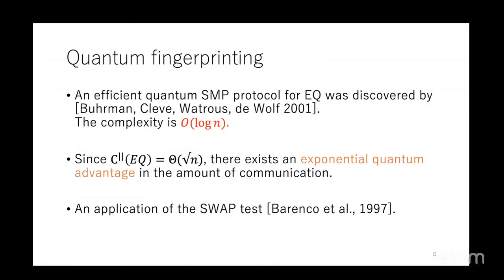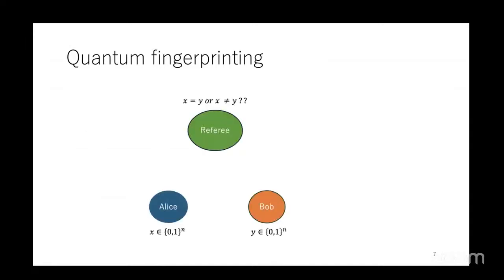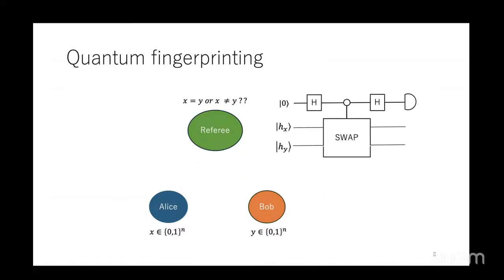Importantly, the referee does a swap test in the quantum fingerprinting protocol. So this discovery can also be viewed as an application of the swap test. This protocol is important in my talk, so let me quickly remind you of it. Alice and Bob generate their fingerprints based on their inputs and send them to the referee, and the referee does an entangled measurement, the swap test, over the two messages from Alice and Bob.